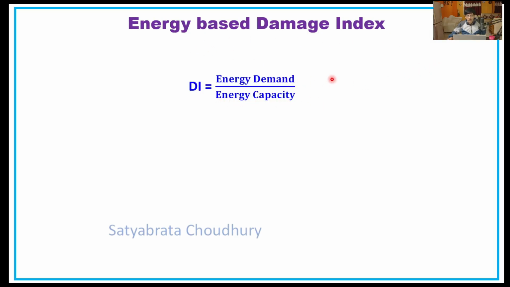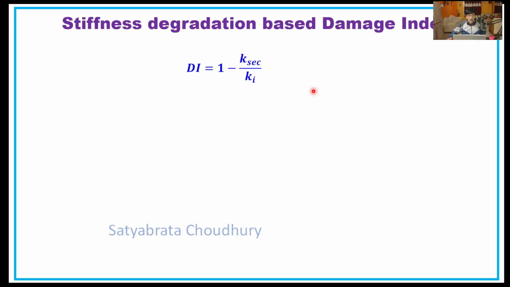The earthquake will also impose energy demand, displacement demand, strain demand, and curvature demand, etc. And there will be corresponding capacity. Stiffness degradation based damage index is very nice. Di equal to 1 minus K second by Ki. K second is second stiffness, Ki is the initial stiffness.